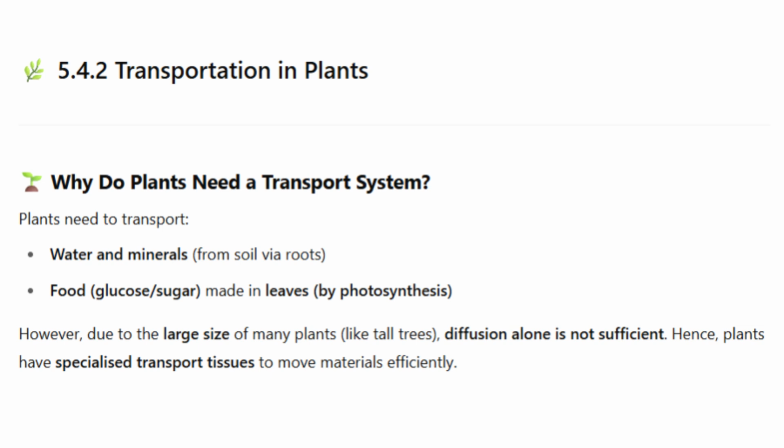Transportation in plants. Detailed explanation. Transport of water via xylem. Xylem components. Vessels and tracheids form a continuous network from roots, stems, leaves. Conduct water and minerals in only upward direction.